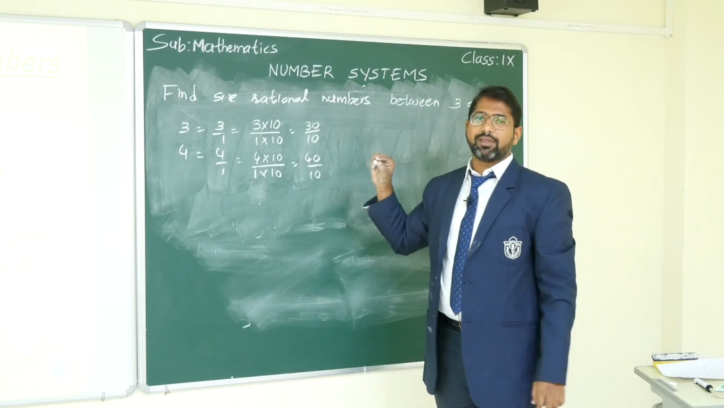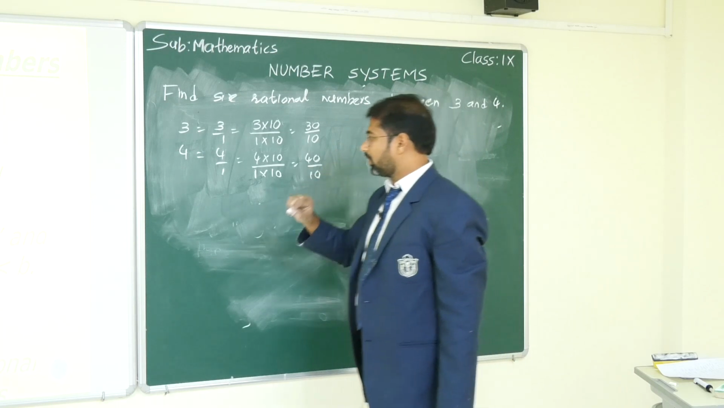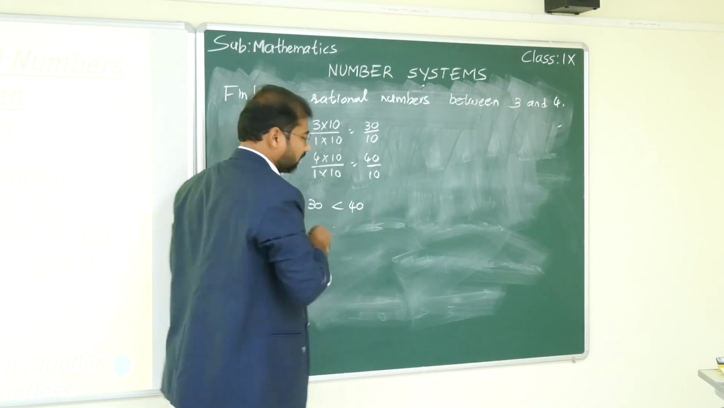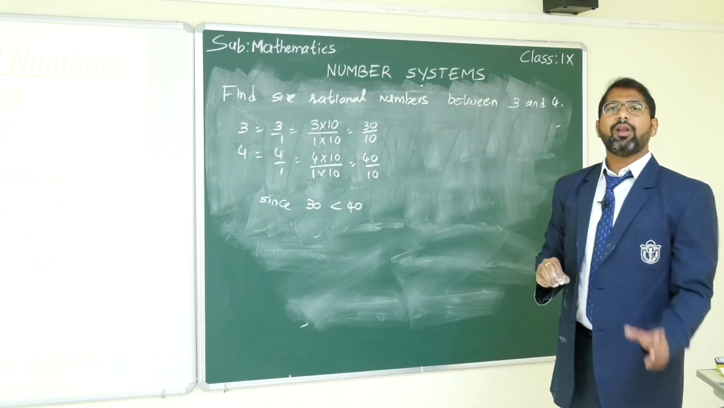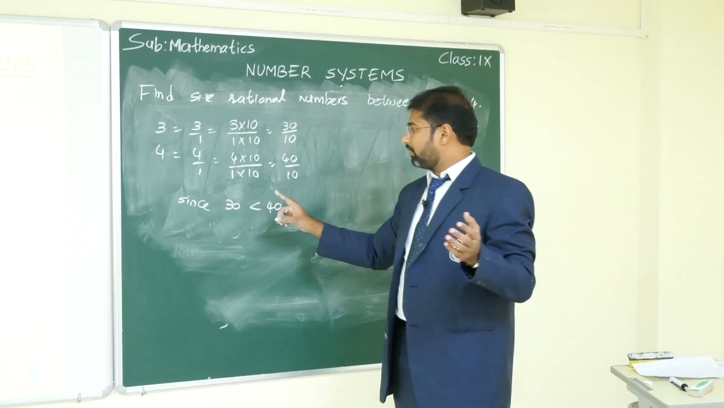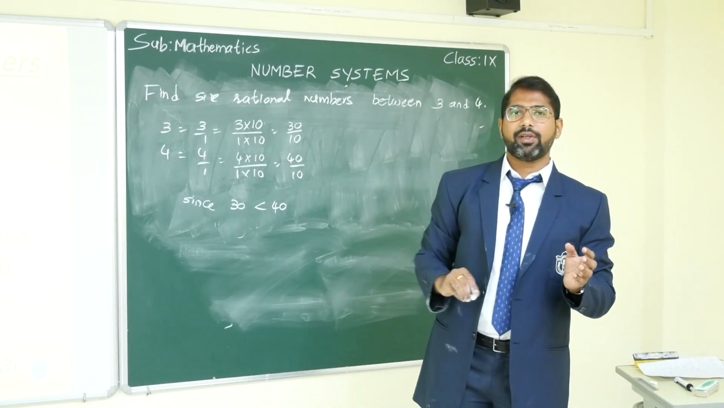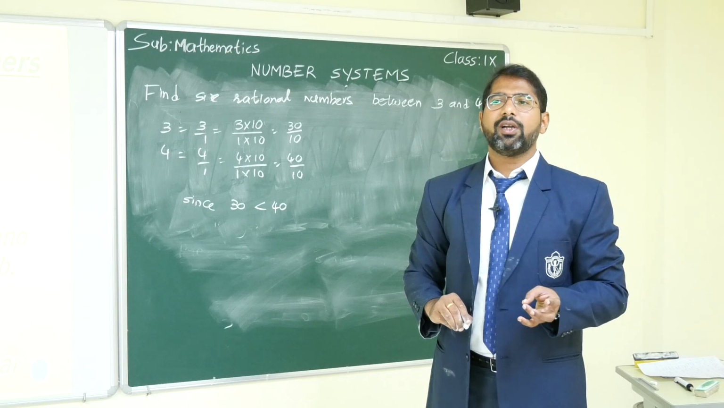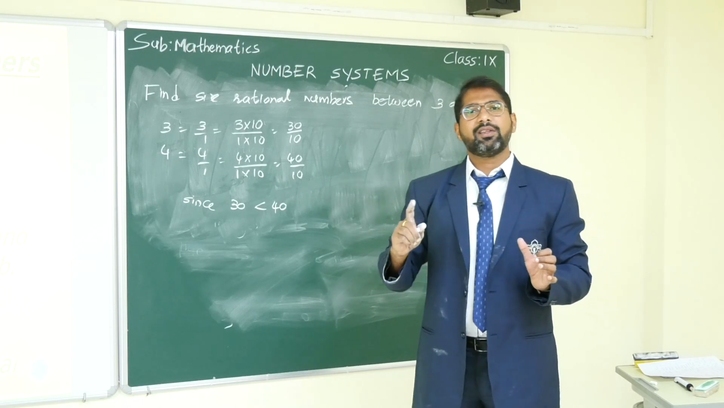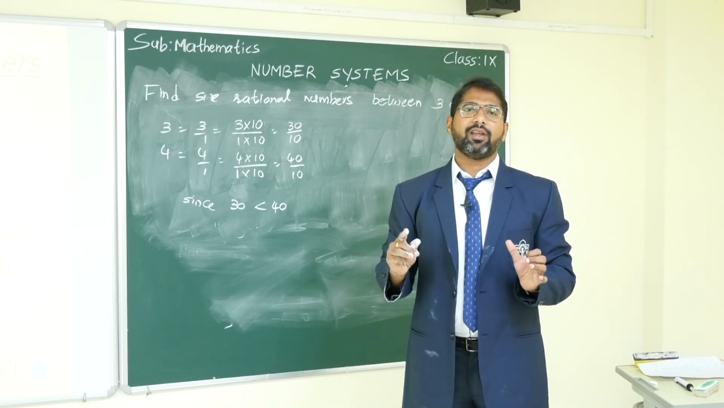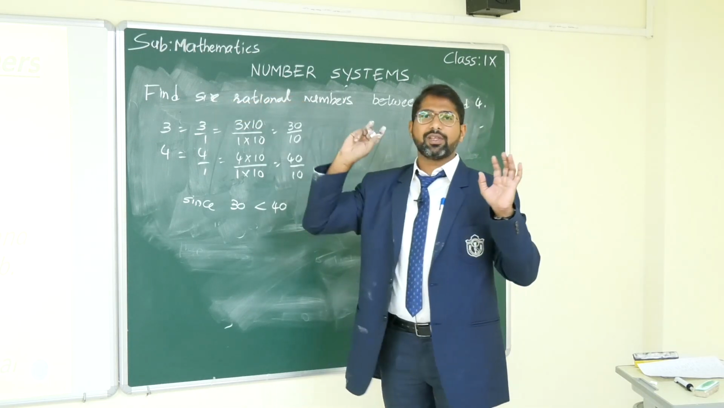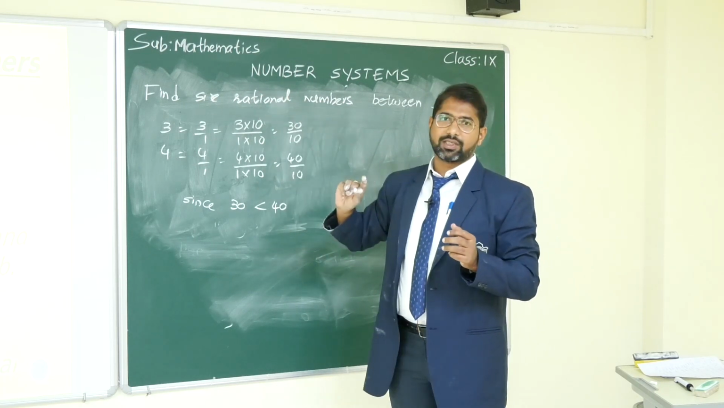Yes, now compare the numerators. Here the numerators are 30 and 40. You can see that 30 is smaller than 40. Now you can find out which integers are there between 30 and 40. Yes, between 30 and 40 we have 31, 32, 33, 34, 35, 36, 37, 38, 39. There are 9 integers. Yes, but we want 6. Out of this 9 you can choose any 6.